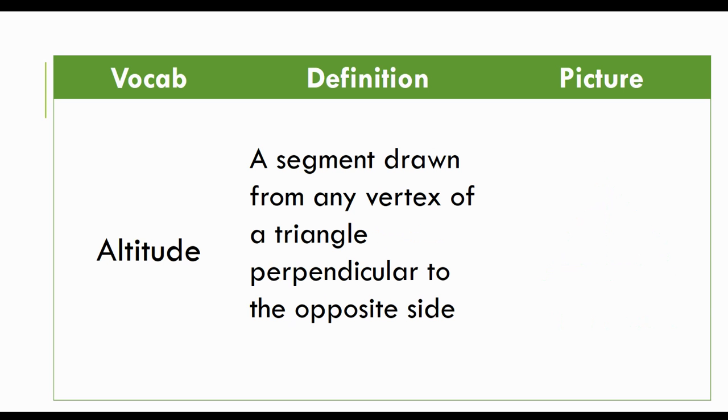Okay, the next vocab word is altitude. An altitude is a segment drawn from any vertex of a triangle perpendicular to the opposite side. So the fact that we're talking about perpendicular means that we are forming right angles. So I'm actually going to sketch a couple of pictures here. So here is a triangle. I'm going to call this triangle EFG.